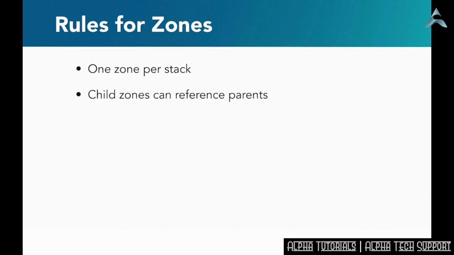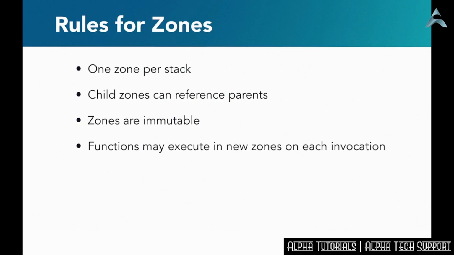Child zones can reference their parents and inherit properties, but parent zones cannot reference their children. Zones are immutable. They cannot be changed once created. There is also no guarantee that a function will execute in the same zone each time it's invoked. This means your functions may execute in new zones each time they're called. Zones are persistent across asynchronous functions.